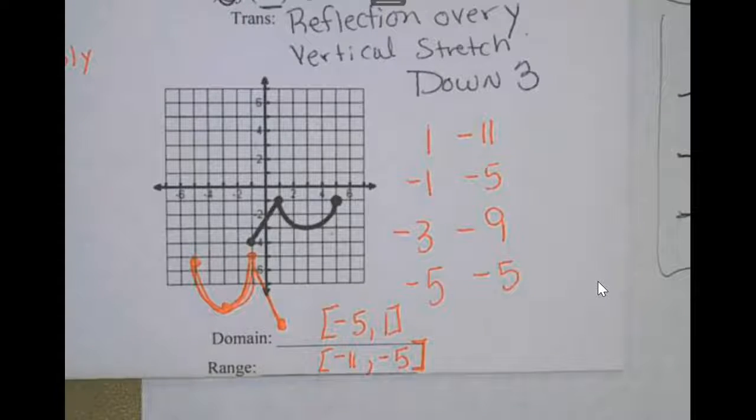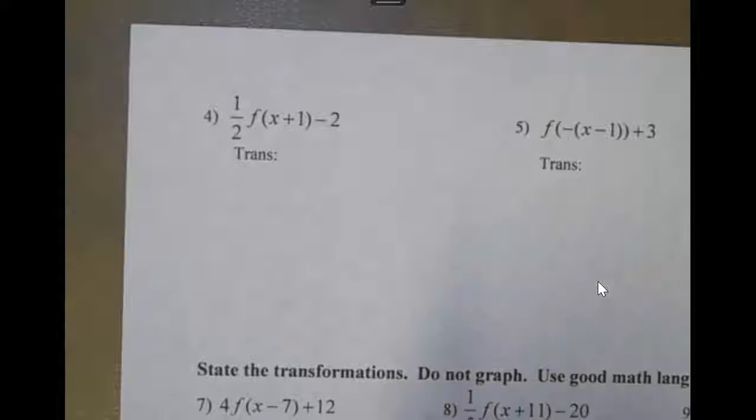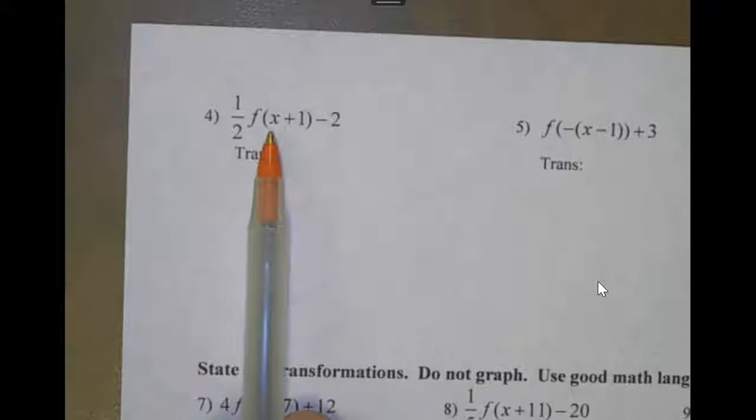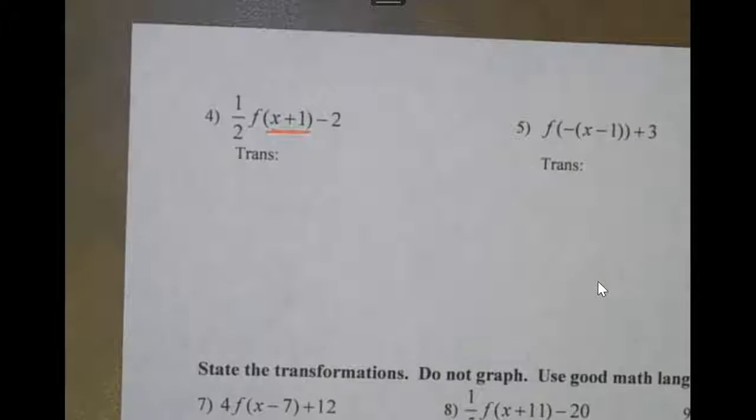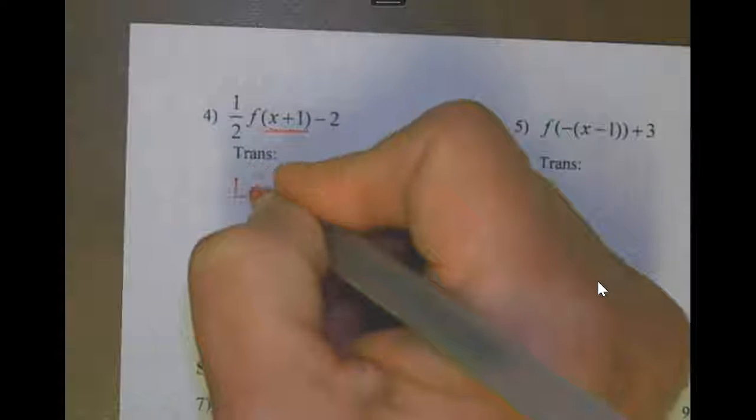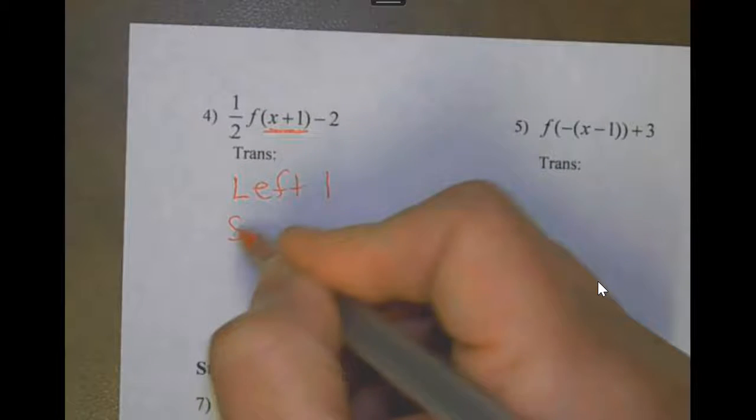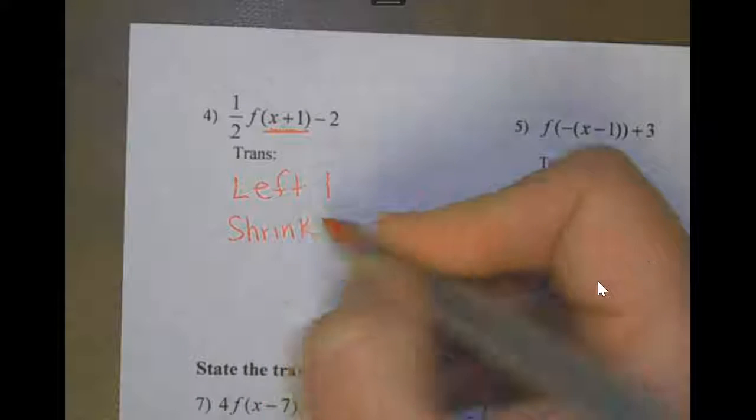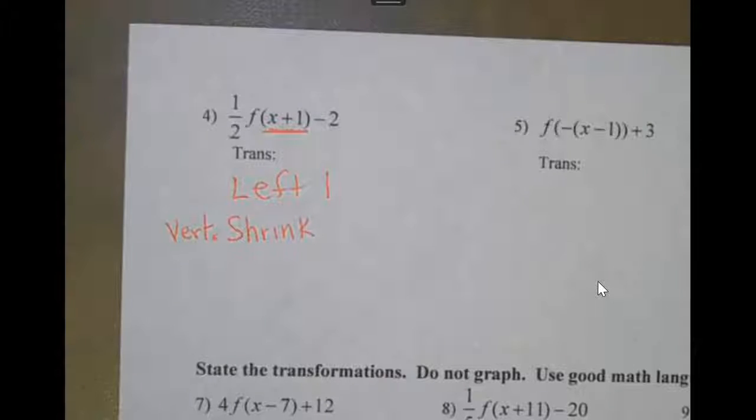On problems 4, 5, and 6, we are not going to make the graphs, but we are going to write down in words what the transformations will be. So, on problem number 1, what is the x plus 1 going to do to my graph if I did graph out all of it? What is the 1/2 out in front going to do? I should say vertical shrink. What is the minus 2 on the end going to do?